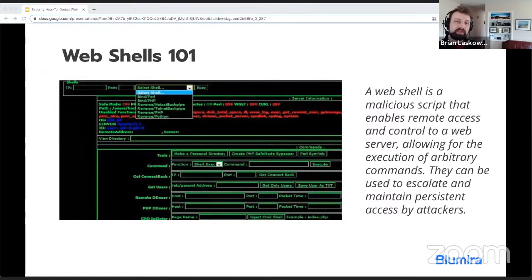But one of the key components is that whatever it is, it has to be able to pass those commands. So we're talking about files or scripts that are written in common web server technologies like PHP, JSP, ASP, and ASPX.